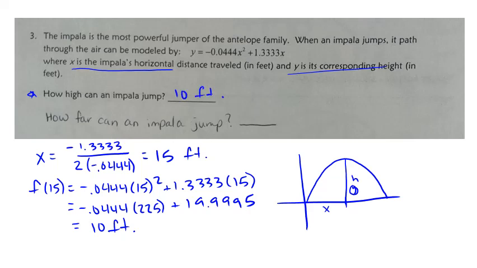How far can the impala jump? Has to be this landing spot over here. So if it went 15 feet before it got to 10 feet in the air, then it's got to go another 15 feet to land. So in that case, it would be a total of 30 feet.